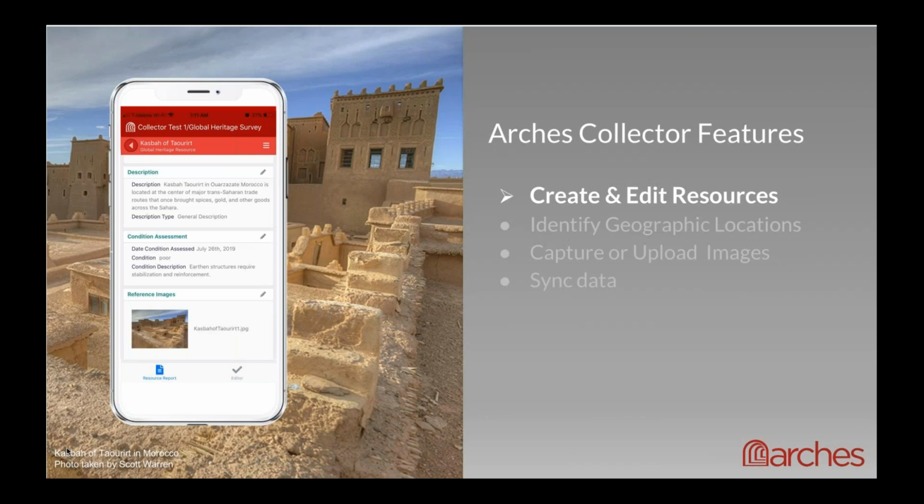In this screen view, we are in resource report mode, and we see a different view of the Casbah of Tawri resource data. Here you can see a report of all existing data, plus the data that has been collected and entered in the app. You can also edit data in this mode, as seen by the pencil icon on the right of each field. If you want to see an overview of the current data in this specific resource, which is the Casbah of Tawri, this resource report view is where you can see it.